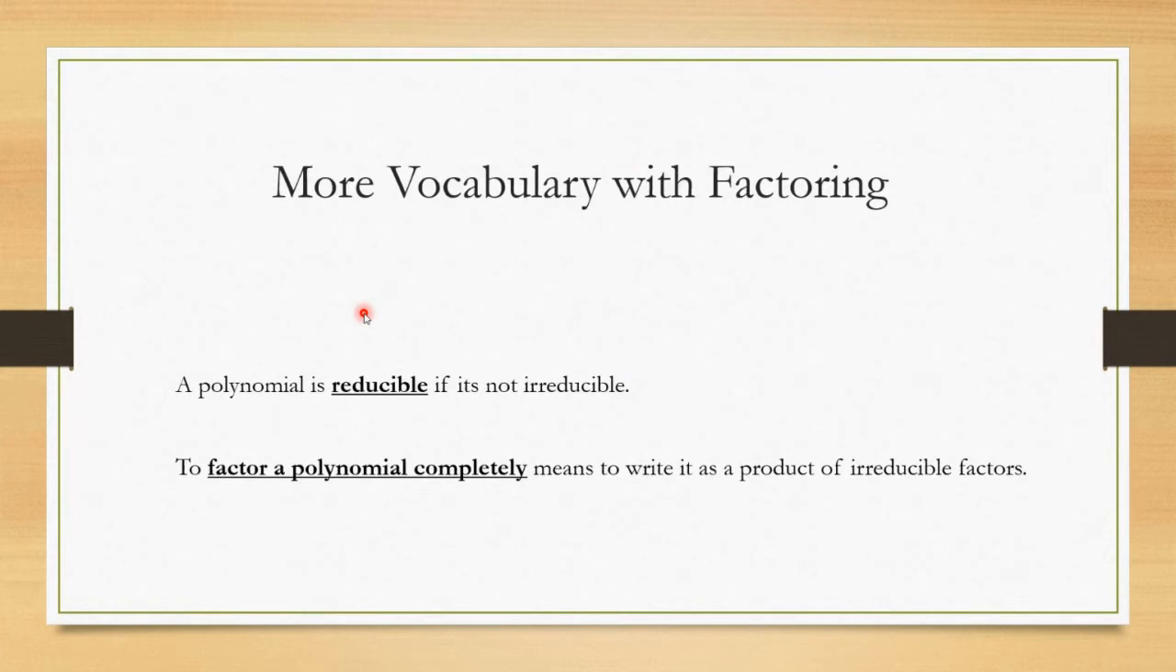And you might be asked also to factor a polynomial completely. That means you're writing it down as a product of irreducible factors. In other words, when you factor a polynomial completely, you're going to factor it until you can't factor it anymore. And it turns out you can always factor a polynomial completely. You could write it as a product of irreducible factors.